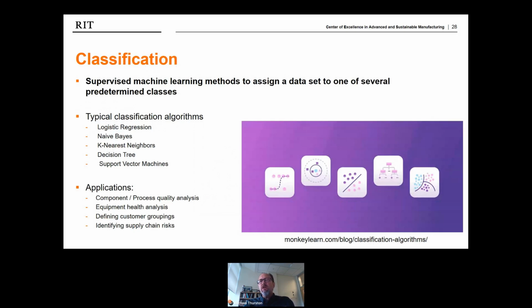So applications include product or process defect detection, machine health, and customer grouping, as mentioned in the clustering example. And also another one, I haven't talked about supply chain, but classifying supply chain risk to production schedules is a good application for classification.